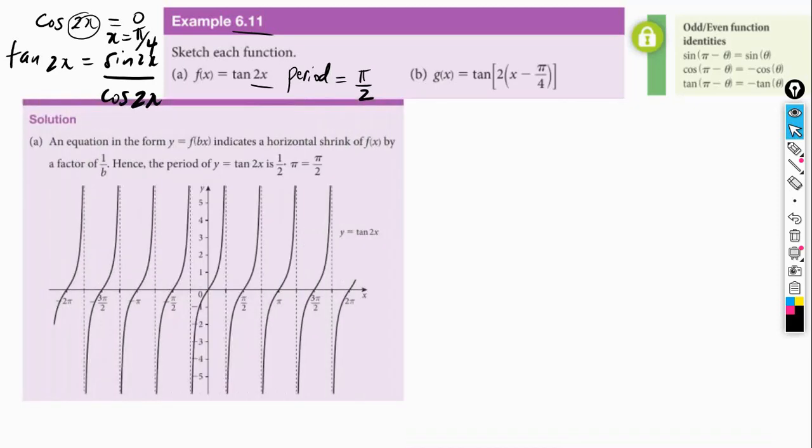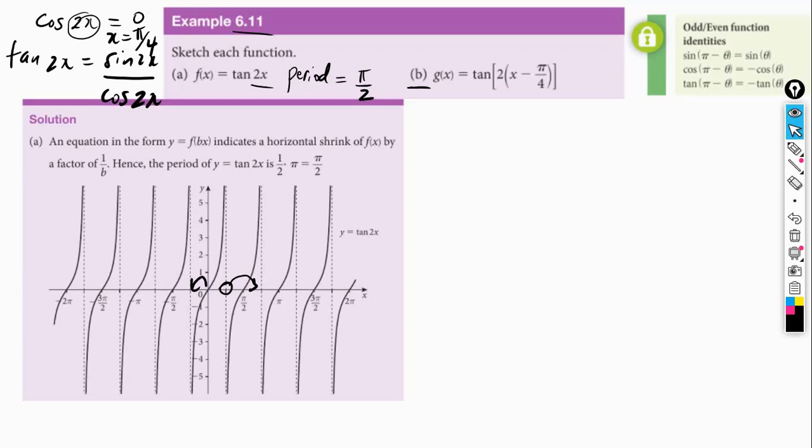So notice that the first asymptote after 0 is pi fourths. You see that? And then every pi halves, you have a repetition of the asymptotes because the new period is pi halves. And this happens in both directions. It happens in the negative direction and in the positive direction as well. So now let's take a look at B.